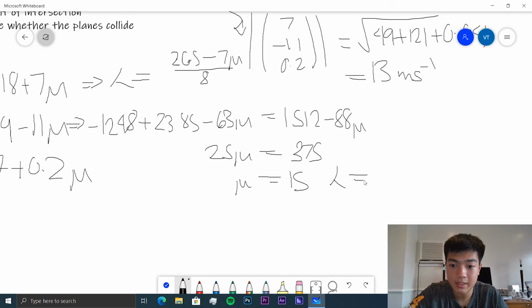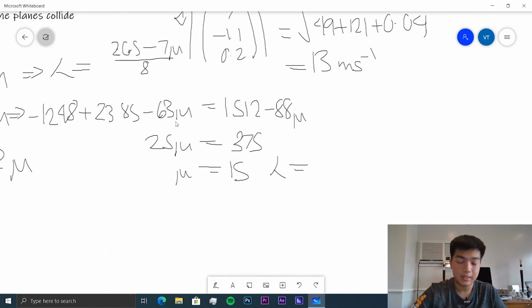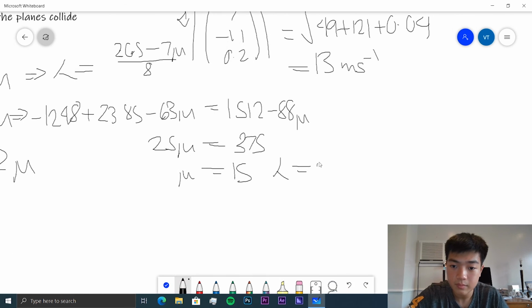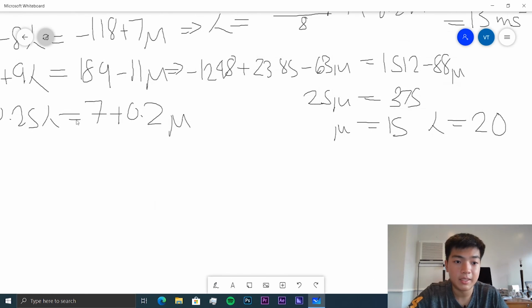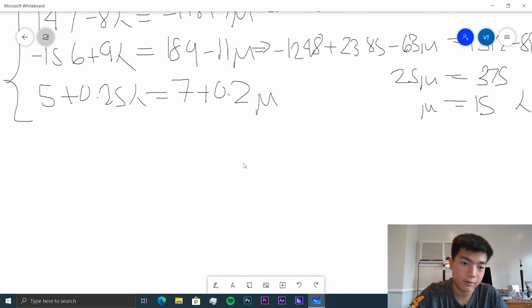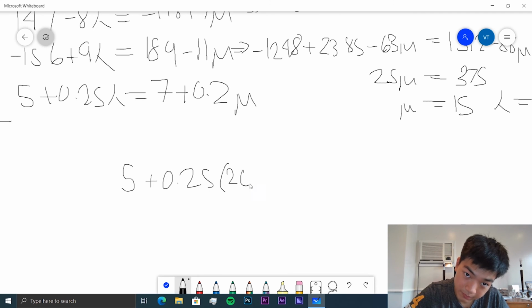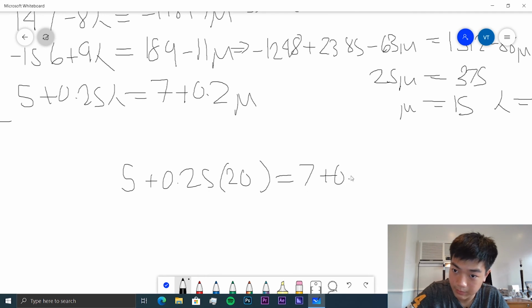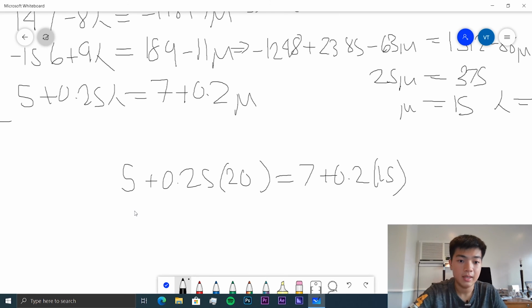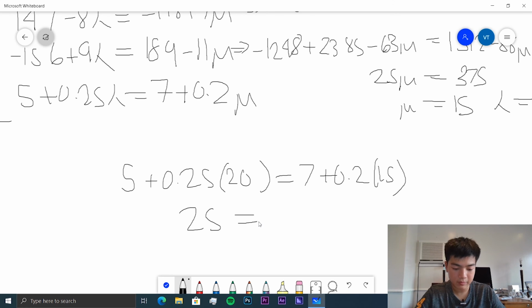And so therefore lambda is equal to 265 minus 7 times 15 divided by 8. Lambda is equal to 20. And so we can just substitute this into the final equation to check if it's okay. 5 plus 0.25 times 20 is equal to 7 plus 0.2 times 15. So we have 25 is equal to 7 plus 0.2 times 15.